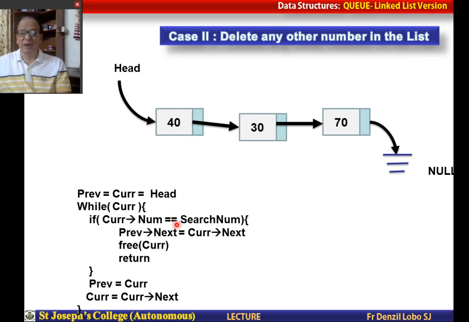So I'm going to ask, is current number equal to search number? No. Then I say previous equal to current, current is current next. It comes here. And again, I'm asking, is current number equal to search number? Yes, because I want to delete 30.